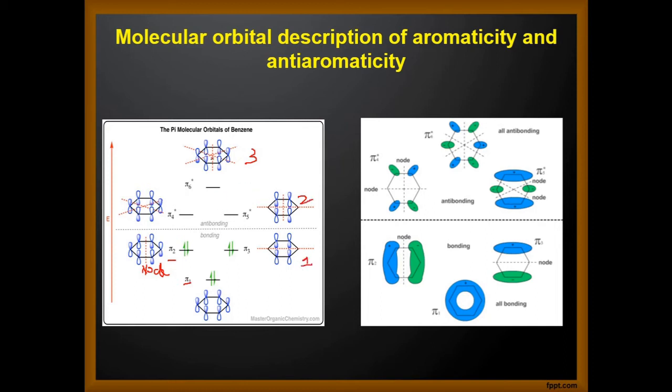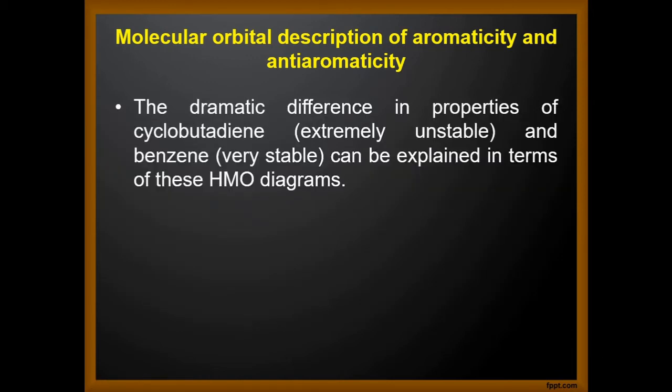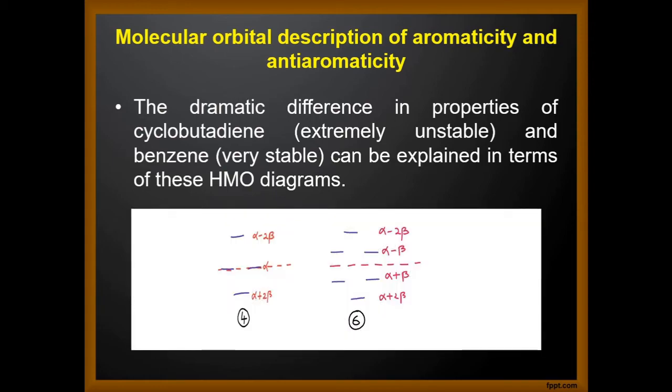So this is how we actually draw the pi molecular orbitals of benzene, and it is also represented in this way. Okay, so please, we need to practice drawing the pi molecular orbitals of benzene. The dramatic difference in the properties of cyclobutadiene, which is extremely unstable, and benzene, which is very stable, can be explained in terms of these Hückel molecular orbital diagrams.